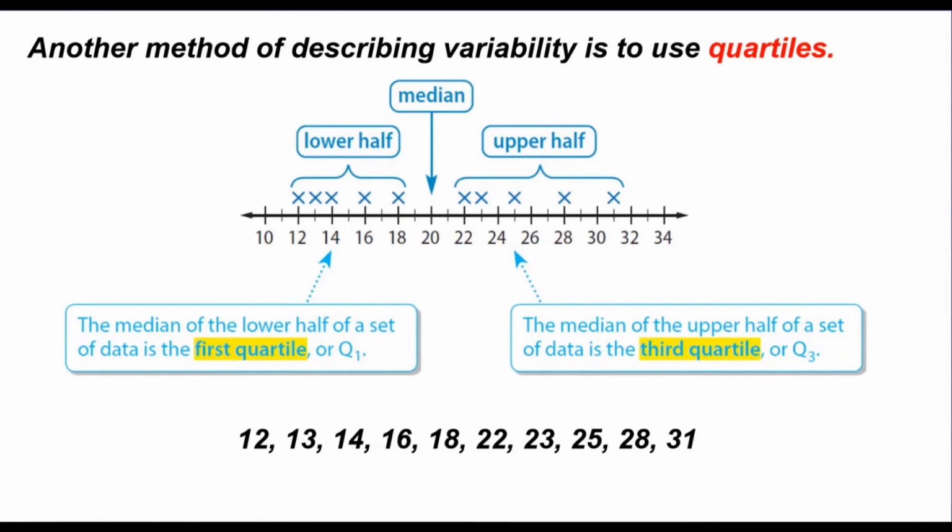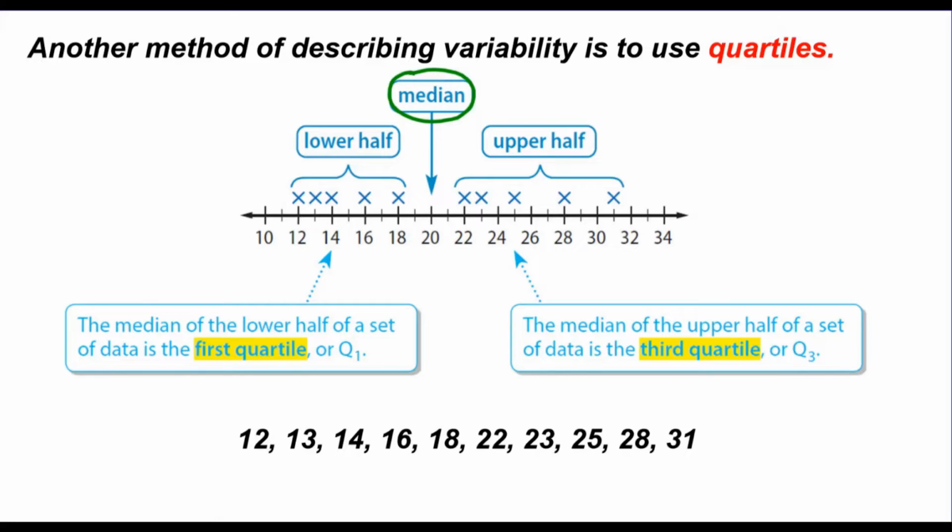Next, I want to talk about another way to describe variability, and that is to use quartiles. Now, quartiles are values in your data set that divide your whole data set into 4 equal parts. And in the last video, we talked about a value that divides our data set in half, and that is the median. So the median cuts our data set in half, and then we're going to take those 2 halves and cut them in half again. And we're going to call those values that cut the halves in half quartiles.